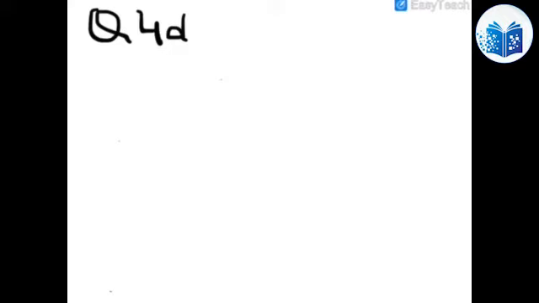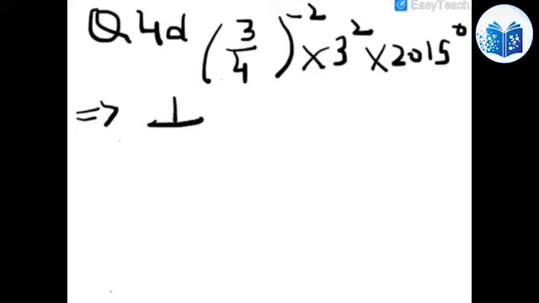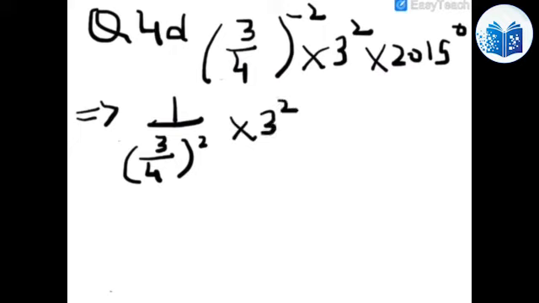(3/4) to the power minus 2, multiplied by 3 square, multiplied by 2015 power 0. So let's simplify it first. We'll have 1 over (3/4) whole square, multiplied by 3 square, multiplied by 1. You know why I made it 1.